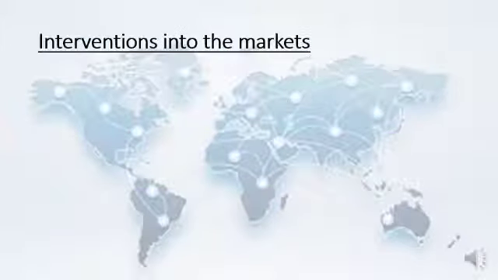Okay, so now looking at interventions into the markets, what institution would be intervening in the market? Obviously, that would be the Reserve Bank. So, the Reserve Bank, their main purpose or their main goal is to maintain the value of our currency, and the way they do that, obviously, is by managing the exchange rate.